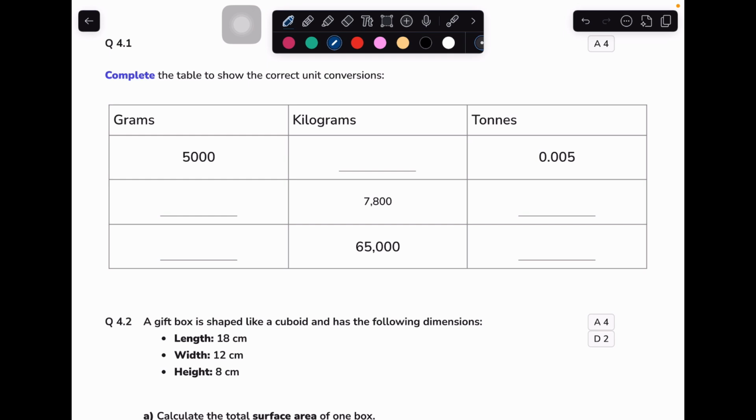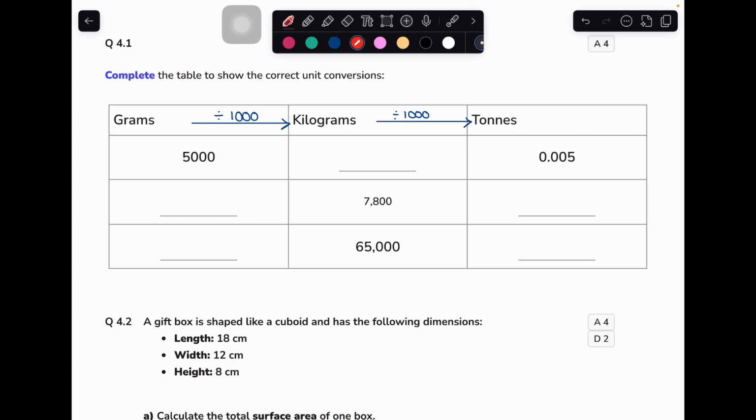Okay, so onto the next section, we have a complete the table to show the correct unit conversions. Okay, so what you need to know here is how to move between the 3 different conversions. So to go from grams to kilograms, you have to divide by 1,000. There are 1,000 grams in 1 kilogram. And to move from kilograms to tons, then that is also divided by 1,000.